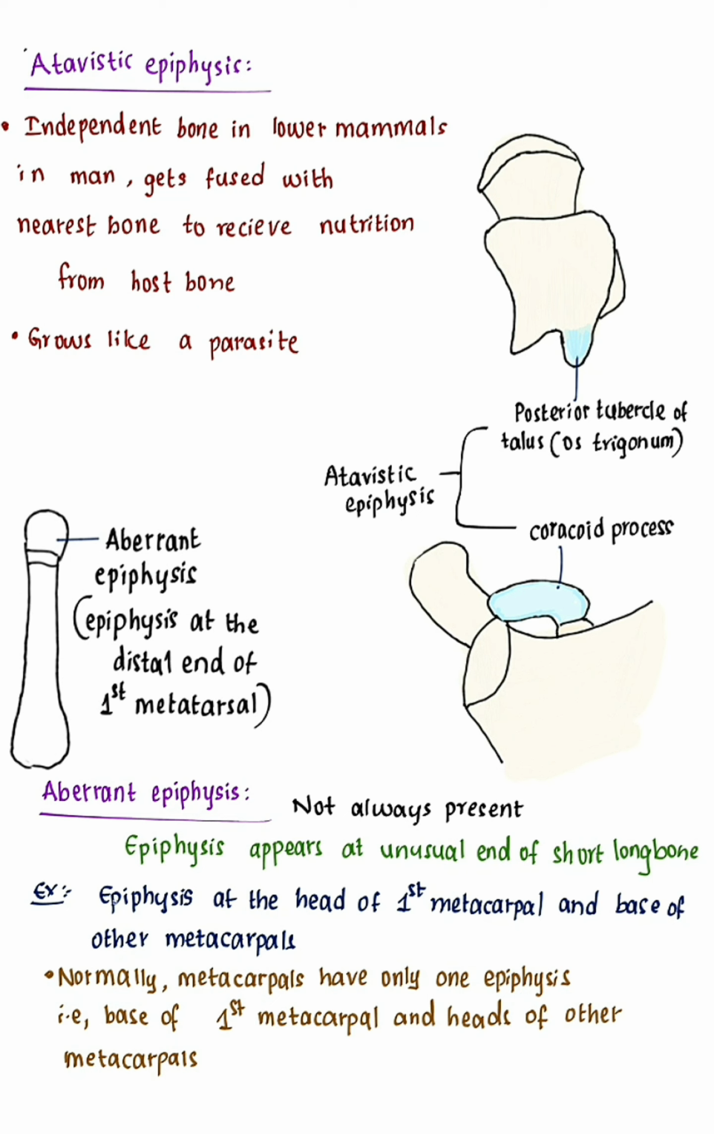Example of aberrant epiphysis: epiphysis at the head of the first metacarpal and base of other metacarpals. Normally, at the base of the first metacarpal, epiphysis is present, and for other metacarpals, epiphysis is present at the heads. Here the epiphysis is present at the unusual end, that is, aberrant epiphysis.